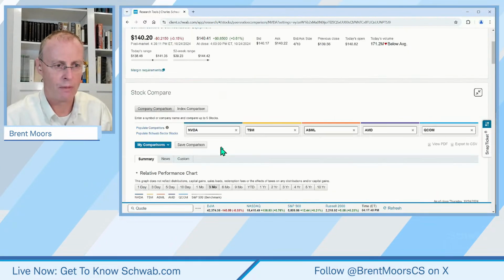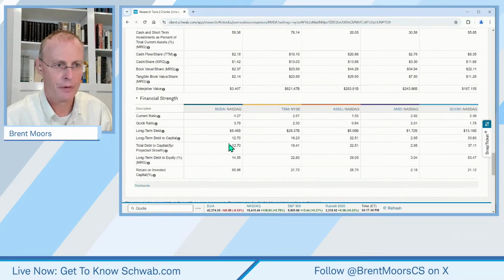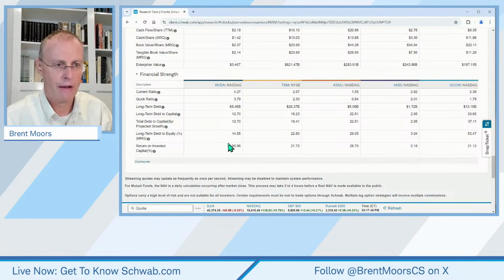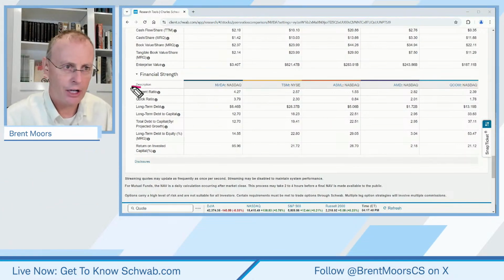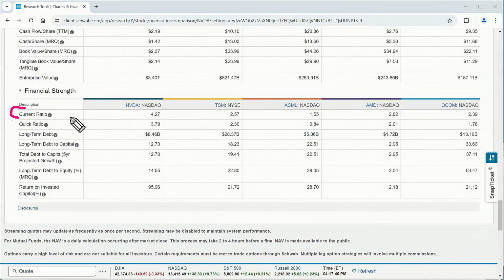Let me go to show more. Let's just scroll down and do one more thing, then we'll wrap it up here. I want to go down to financial strength here. Current ratio, that's a measure of a company's current assets, that is, the cash basically available within the next year for the company. Something that's liquidatable to cash will be converted to cash in the next year. That's your current assets divided by your current liabilities. 4 is actually a fairly high number.